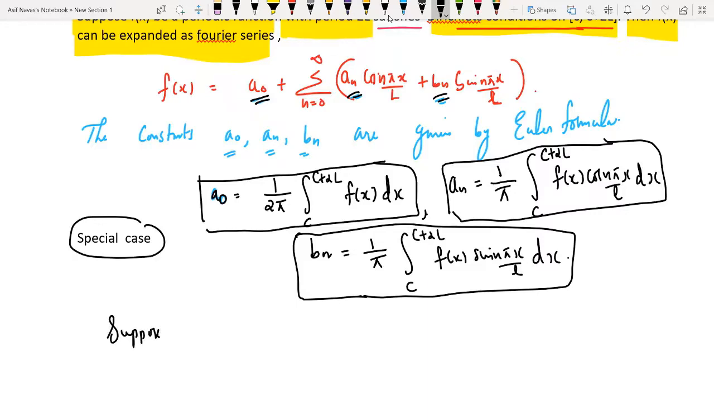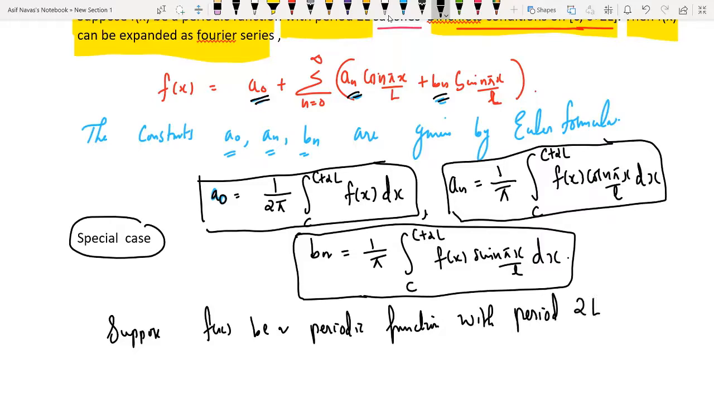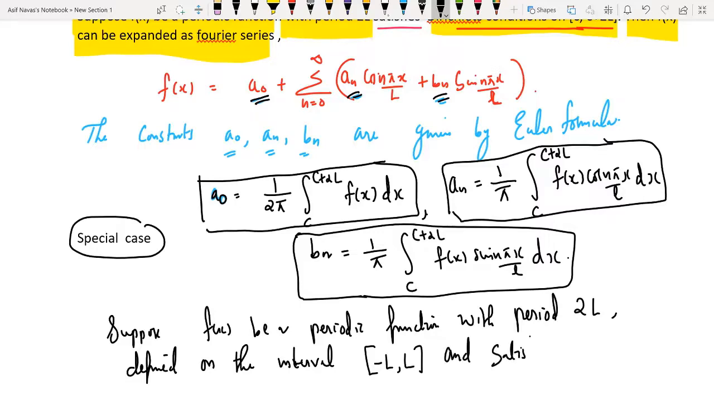Suppose f of x is a periodic function with the period 2L, defined on the interval minus L to L, and satisfies the Dirichlet condition.